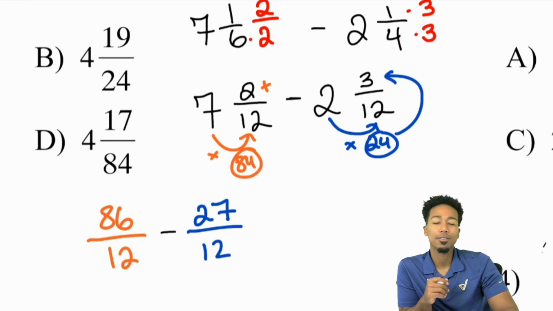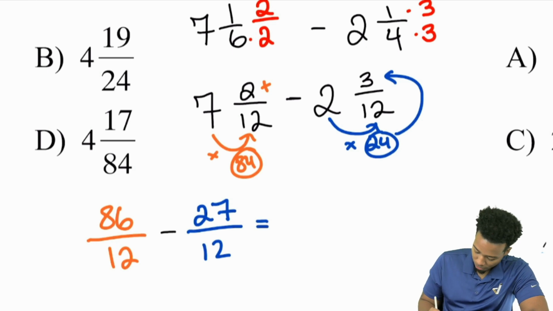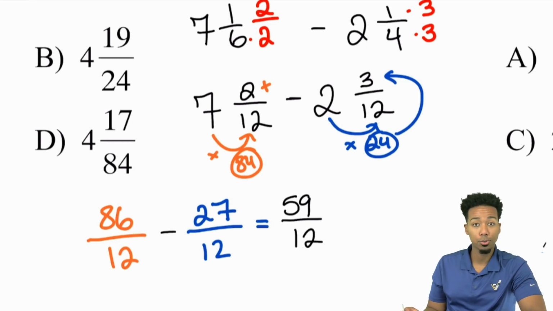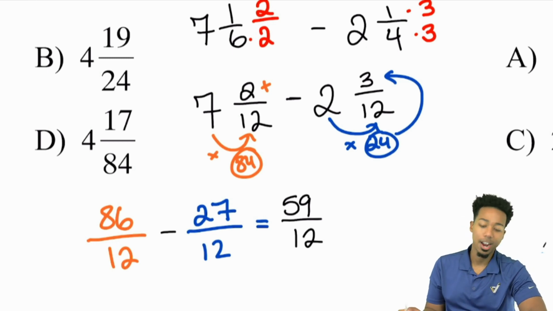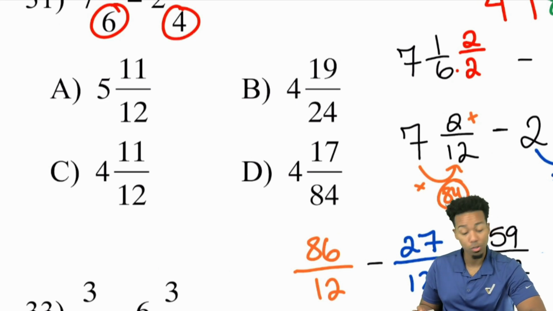Okay, now we're here, let's subtract. 86 minus 27, what's that going to give us? Well, 86 minus 20 is 66. 66 minus 7 is 59. So this would end up being 59 over 12. And then you're going to ask yourself, okay, sounds good. Let's turn this back into a mixed number. Now I'm getting tired, right? Because you look at all of your answers, they're all mixed numbers. So we have to turn this into a mixed number.